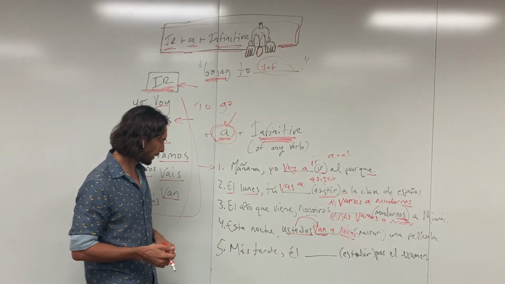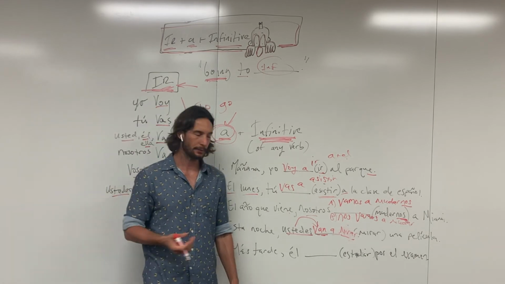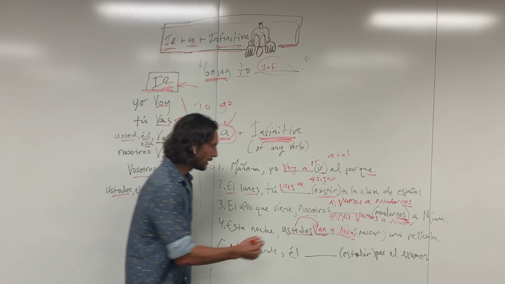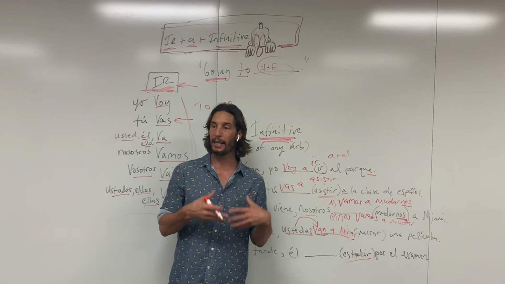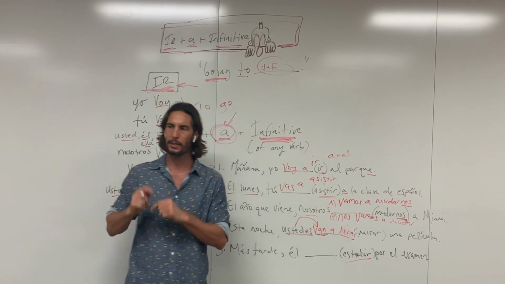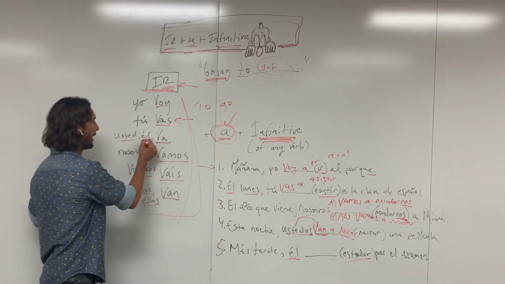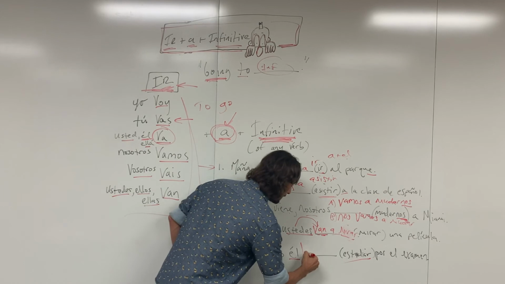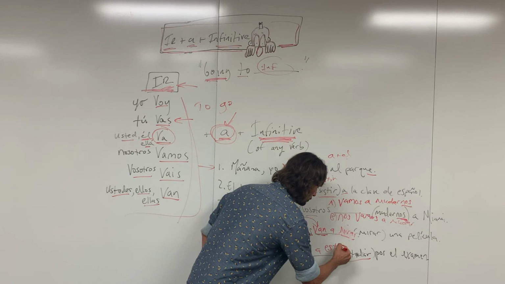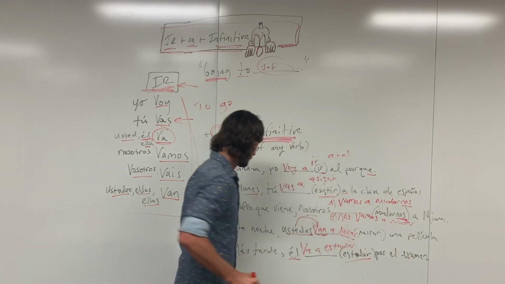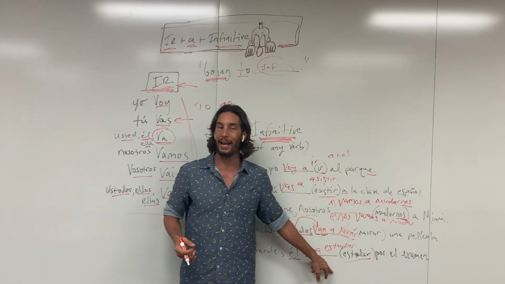And so let's look at the last one and bring this to a close. Más tarde, so later on, más tarde, él estudiar por el examen. Más tarde, later on, he is going to study for the exam. So let's finish this off. So el, right? So our conjugation for el is right here. So we would say va plus the letter A, of course, and then we would use our infinitive, estudiar. So your sentence would be, más tarde, él va a estudiar por el examen, right?